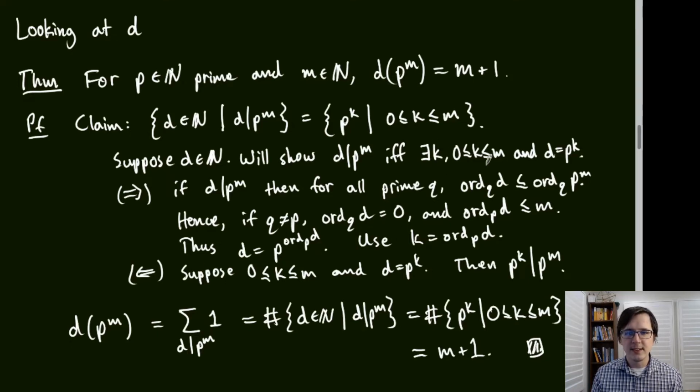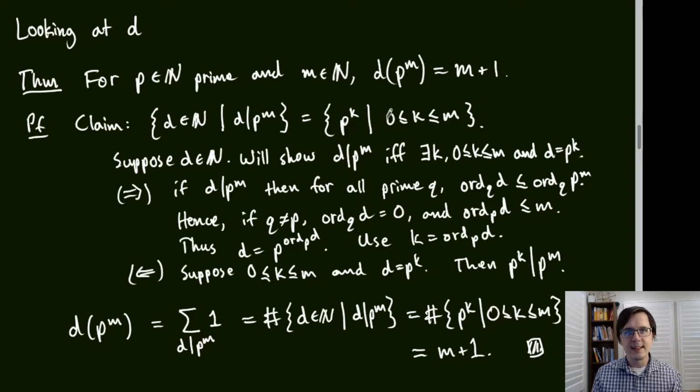What about the reverse? So this is that there exists a k, where k is between 0 and m inclusive, and d equals p to the k. So we assume that we have those. Then certainly p to the k divides p to the m, because k is less than or equal to m.